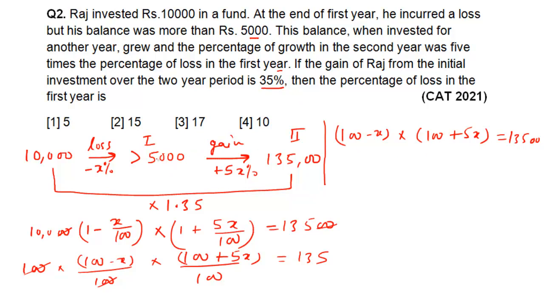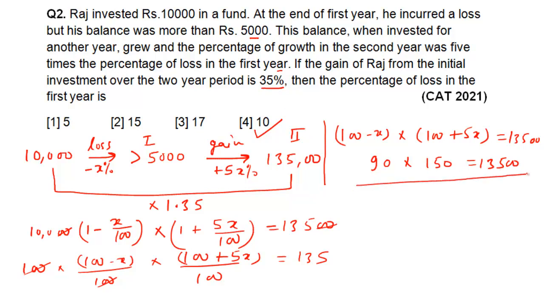If we keep on putting the values from the options, you see that only option 10 will satisfy, because 100 minus 10 is 90 and 100 plus 5 into 10 is 150. That will only give you 13500. So option 4 is correct.